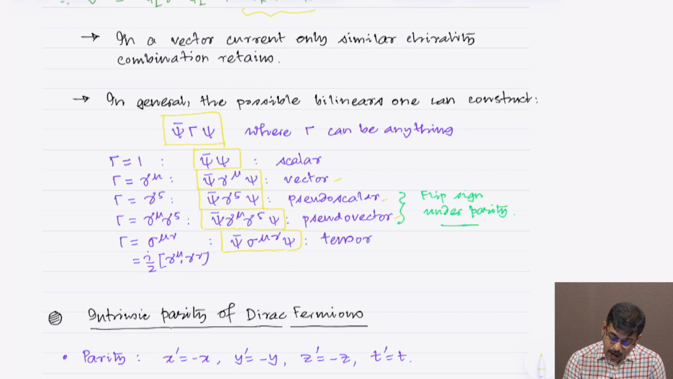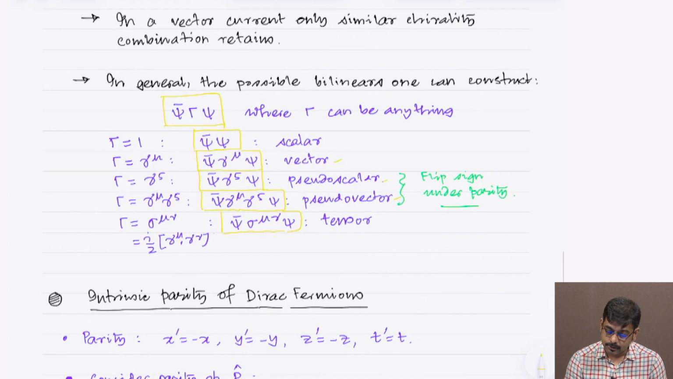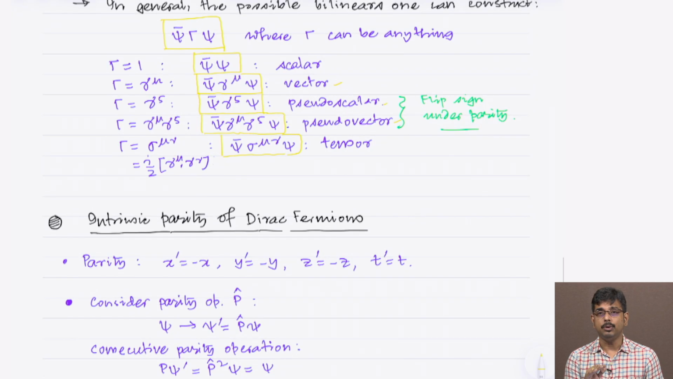Okay? And why are psi bar gamma^5 psi and psi bar gamma^mu gamma^5 psi called pseudo scalar and pseudo vector? This is because of their parity transformation: under parity they actually flip signs. That's why they are called pseudo scalar and pseudo vector. So in the couple of minutes that is left, I would like to define the parity transformation properties on the Dirac fermions. So let's try to do that.